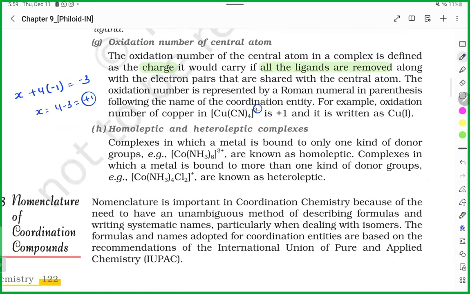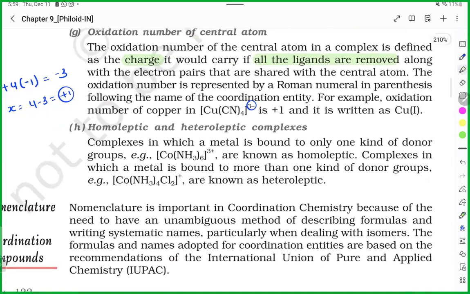Last, very popular, though very easy, still it is popular because students can't correlate with the name. If you have only one type of ligand, like only ammonia, only water, only chloride, such complexes are known as homoleptic. Only one kind of ligand. If you have different kinds of donors, then it is known as heteroleptic. Understood? Hetero means different type of ligand. Homo means same type.